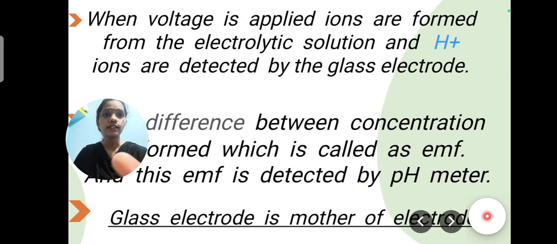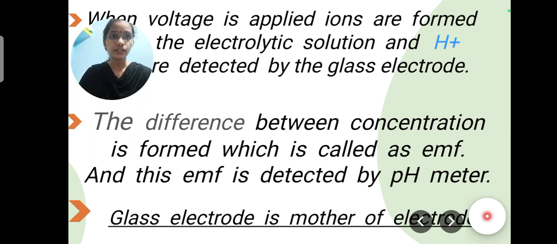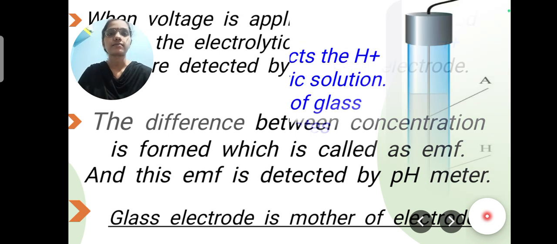When voltage is applied, ions are formed from the electrolytic solution and H+ ions are detected by the glass electrode. The difference in concentration that is formed is called EMF. EMF means electromotive force, and this EMF is detected by the pH meter. We can say that the glass electrode is the mother of all electrodes.